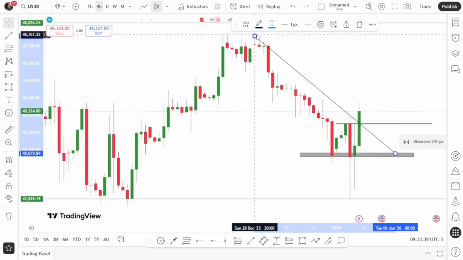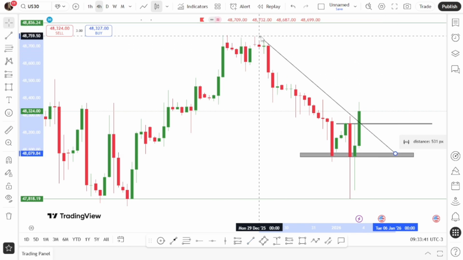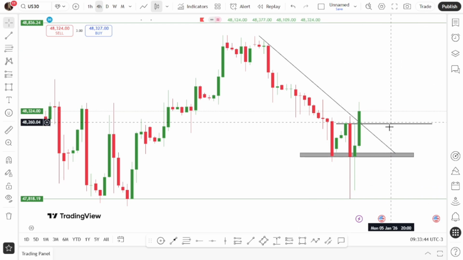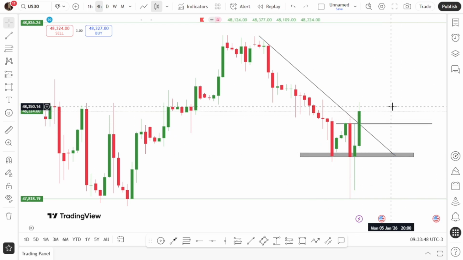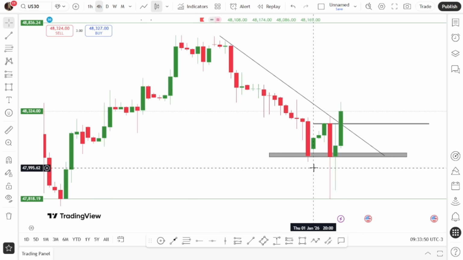Now there you have it. That is our counter trend line. We apply our counter trend line. Remember I told you on a trend line we use the wicks of the candle, but on our support and resistance we use the bodies of the candle.